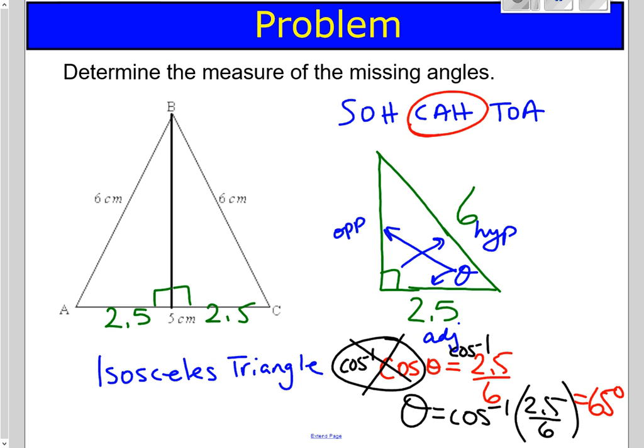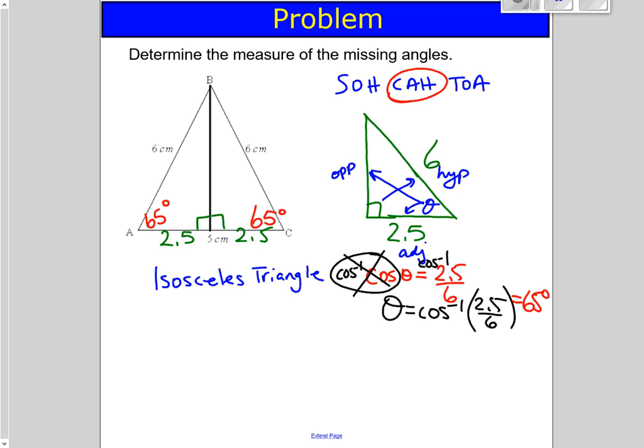So let me go back to my original diagram here. So that means that this angle right here is 65. And the nice thing is with isosceles triangles, since they have two sides the same, they also have two angles that are the same, which means angle A also has to be 65 degrees. And then to figure out what that other angle B is, I can take 180 and subtract 65, and I think that leaves me with 50 degrees. And so angle B up here would be 50.